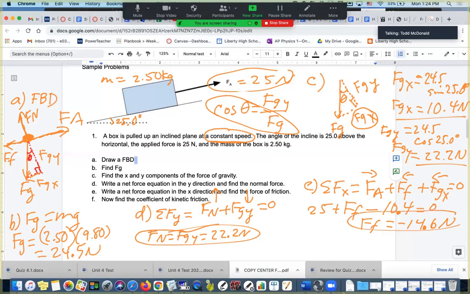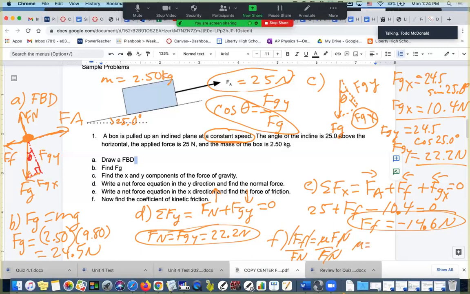Now, the next thing it's asking me to do is to find the coefficient of friction. Remember the fun equation? The fun equation is force of friction is equal to mu times Fn. Now, even though the force of friction is negative, we're not going to get a negative value for our mu. So we're going to use the absolute value of our force of friction in this problem. And we're going to get mu by itself. So we rearrange, we divide both sides by Fn. That way we get the mu by itself.